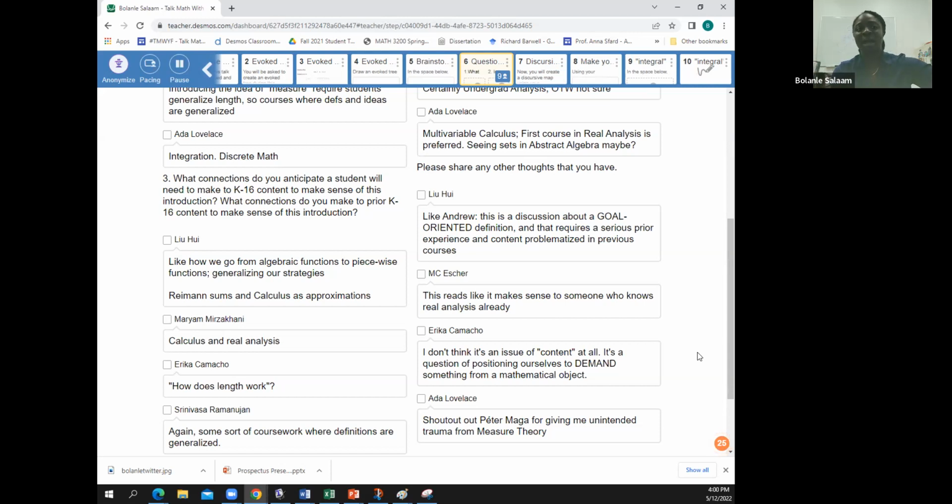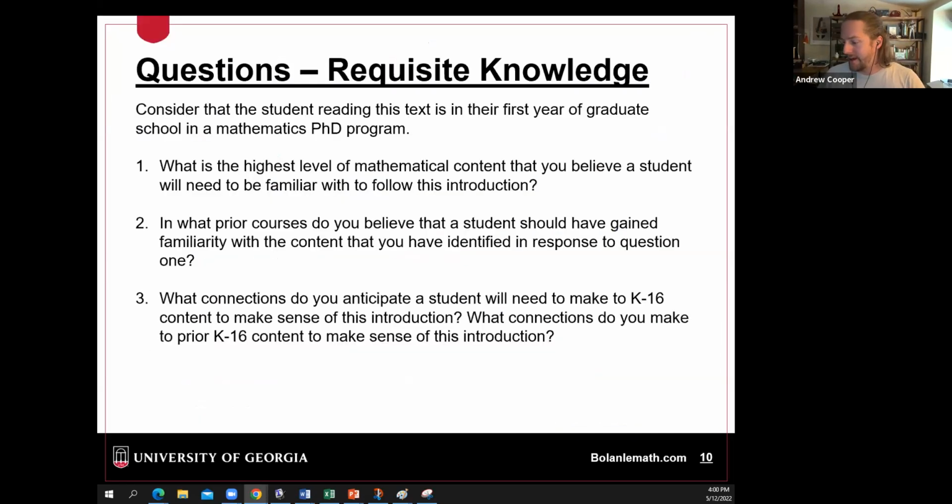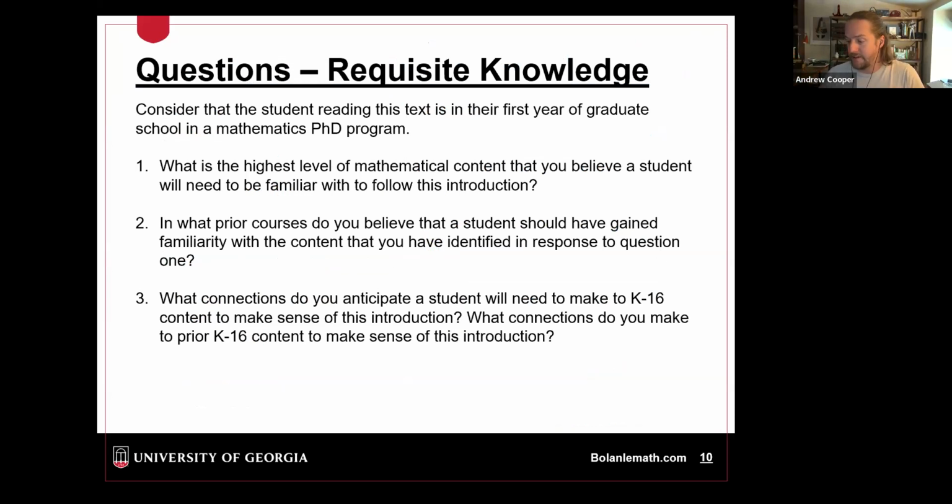Because one of the reasons why I really wanted to look into this is sometimes we speak about students who get to graduate school in mathematics as though they no longer have the issues that students in K through 12 and in undergraduate have. I think basically all students, or a very large number of students in this population trying to read this, are going to have trouble. Just because this is probably not something that they're ready to do.